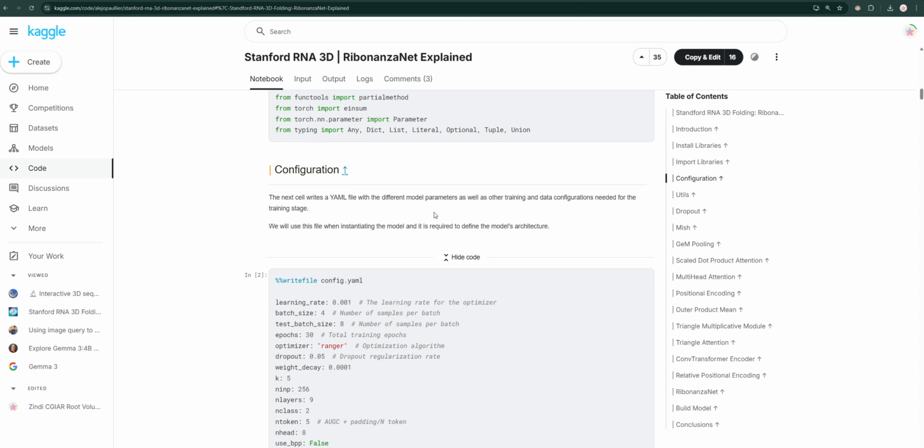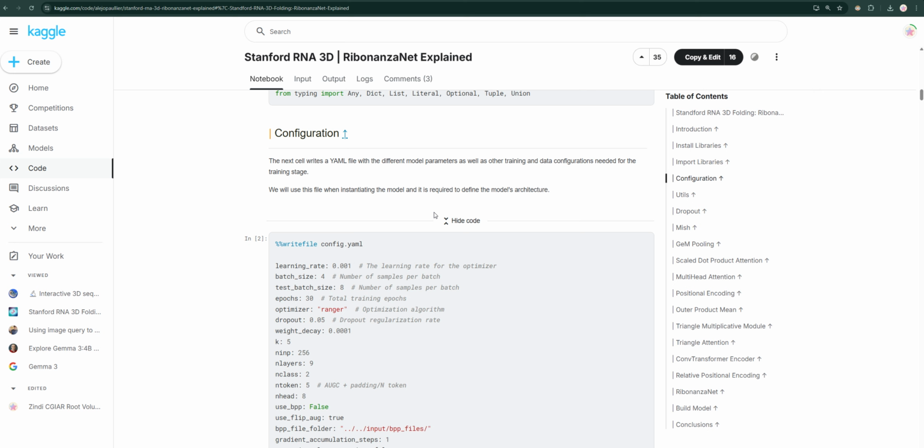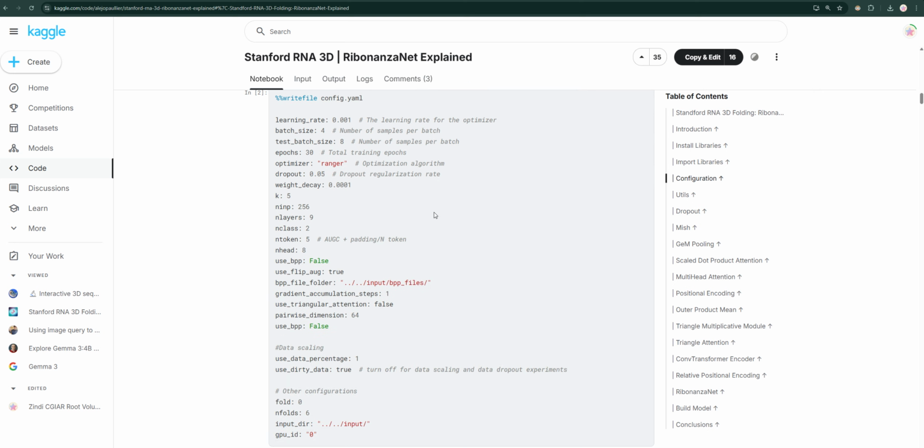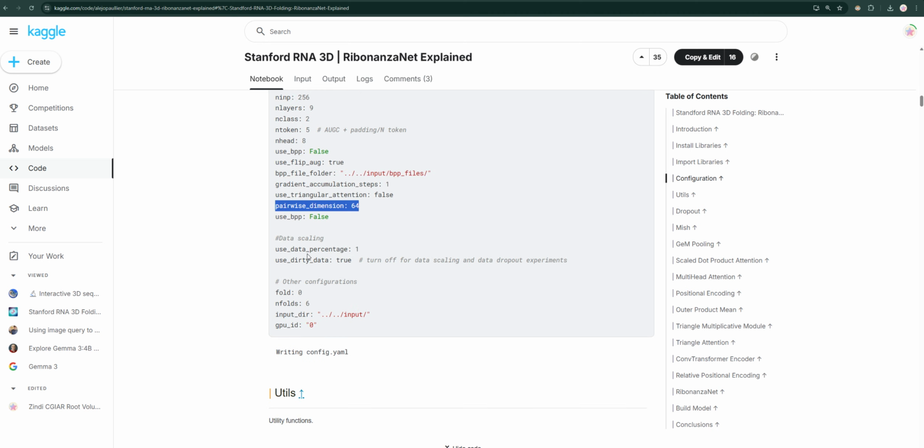Next, we have the configuration section, which defines the model's hyperparameters. The notebook uses a YAML configuration file with various parameters like learning rate, batch size, number of layers, and so on. The default setup has a learning rate of 0.001, a batch size of 4, and 9 encoder layers. The configuration also sets up options like whether to use triangular attention and establishes the pairwise dimension size of 64. Think of this section as the control panel for the entire model. Tweak these settings, and you can balance performance against computational efficiency.